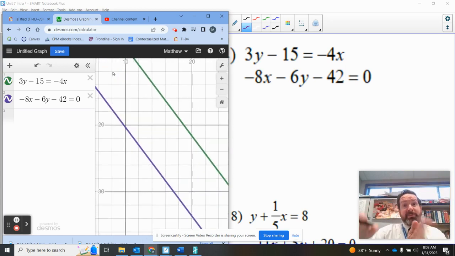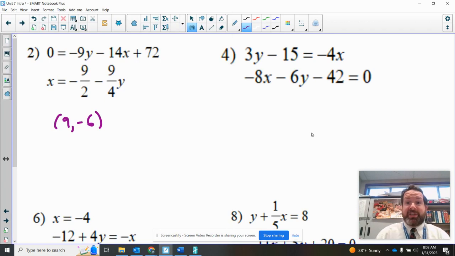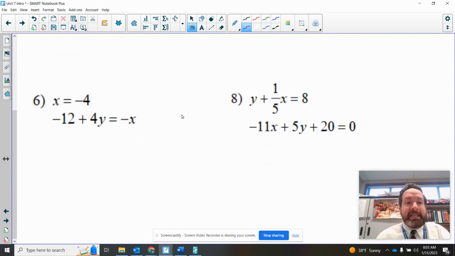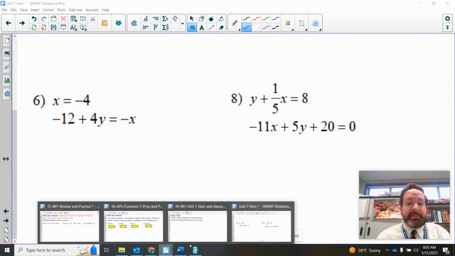And remember, if they're parallel, if those lines don't cross each other, that just means there's no solution. So this particular system of equations does not have a solution. That happens sometimes. Next up, let's keep going.